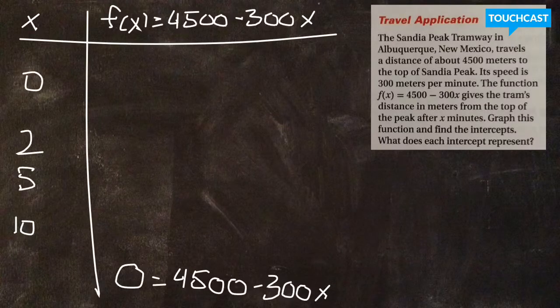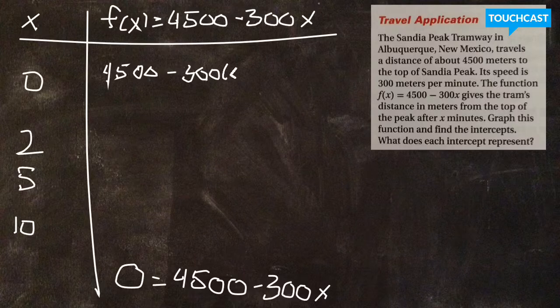So let's start by finding the f of x values when we use x equals 0, 2, 5, and 10. So we're going to have 4,500 minus 300 times 0. Well, 300 times 0 is just 0. And 4,500 take away 0 is just 4,500.